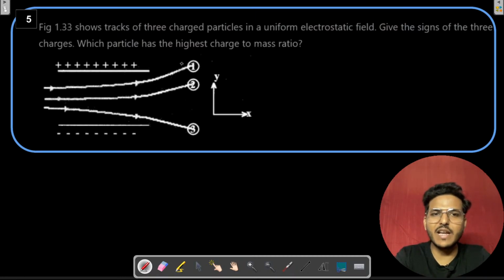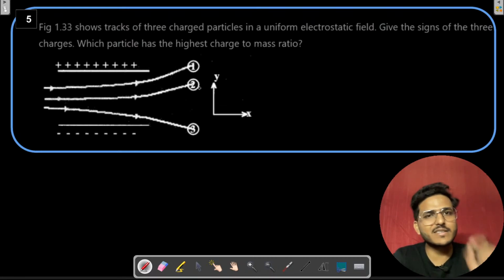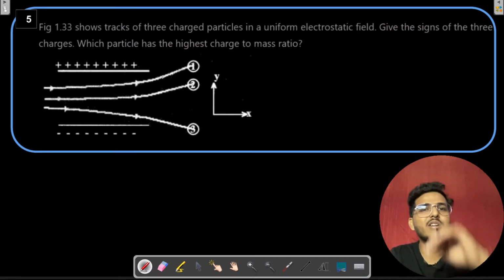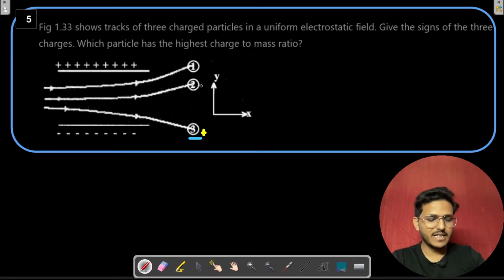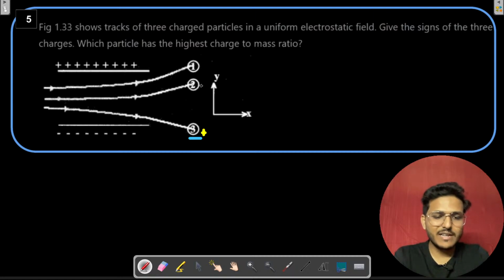As per the deviation, as you see, the first charge and second charge are negative charges because they are deviated towards the positive plate, and only the third charge is deviated towards the negative plate, so this third charge is a positive charge. First and second are negative charges. Let me know the answer of this question in the chat box.